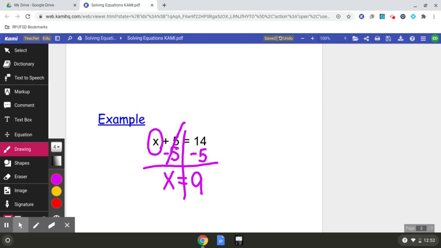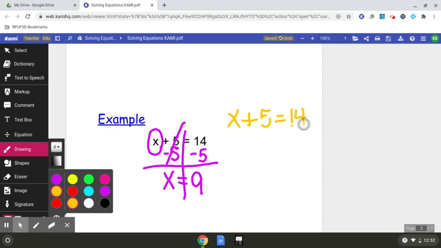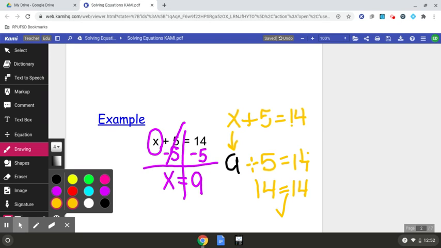So now for this one, I will show you how to check it. So what you would do to check it is now you know that x is 9, right? So my original problem was x plus 5 is equal to 14. So now what I could do is I could plug in that 9 for x. And what I should end up with is the left side, when I add that 9 plus 5, I should get that 14 is equal to 14, right? So that's how you know you're right.